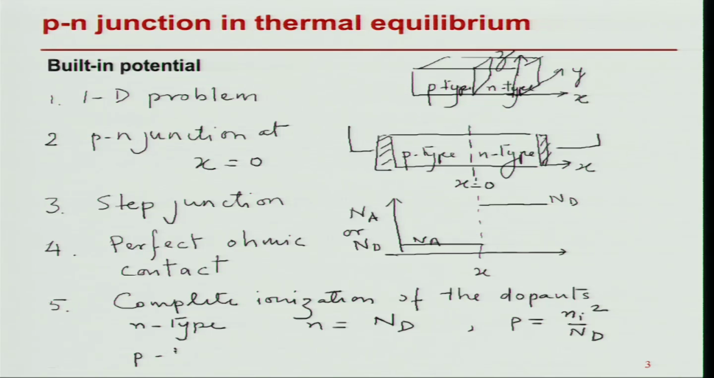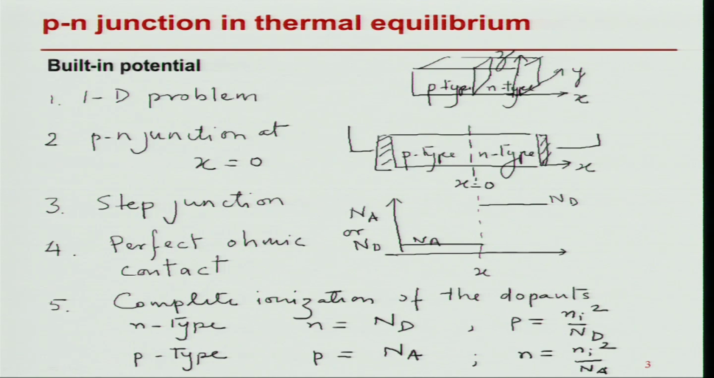and for the p type the hole concentration is equal to the concentration of the acceptors, and along with that we know that the electron concentration then is equal to ni square over Na. Now, with these assumptions I am going to start our discussion on how is the electrostatics in a thermal equilibrium of a p-n junction.